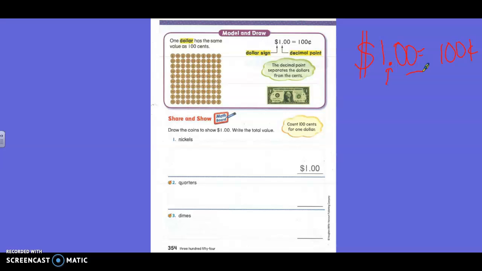All right, so today, let's read the directions to see what we are going to do on Share and Show. Draw the coins to show $1. Write the total value. Count 100 cents for $1. Okay, so they're wanting you to do it in nickels first. So nickels are how much? 5 cents. So let's do it. You don't want to draw these too big because you're going to have to draw a few, right?